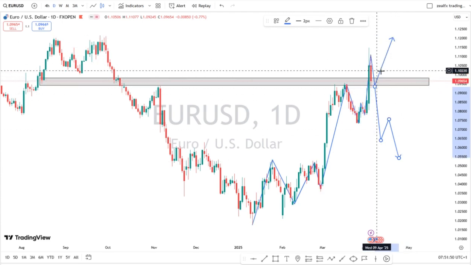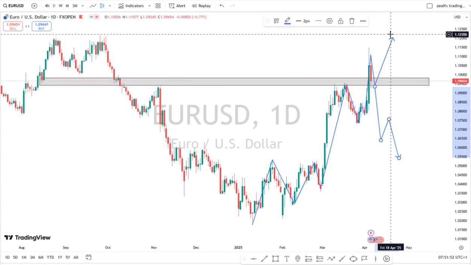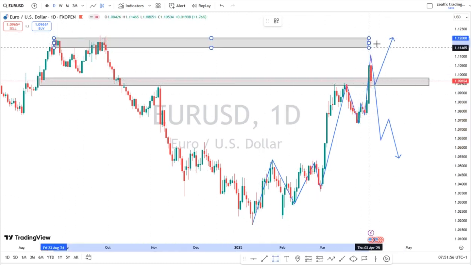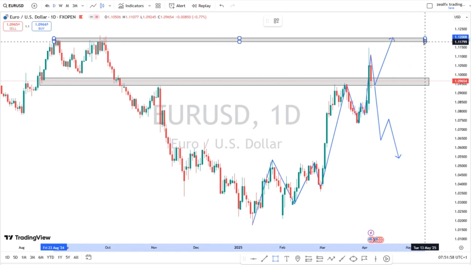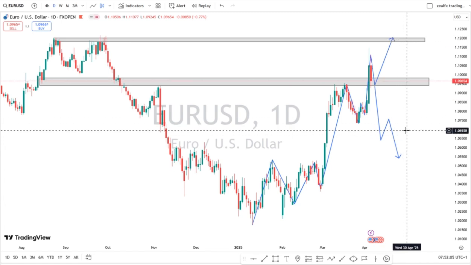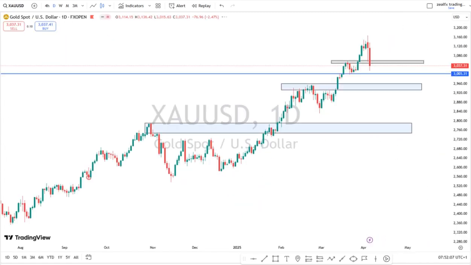We'll be looking for a price action setup for buying inside this zone to this next resistance level on the daily chart. Here will be our take profit for the buying opportunity. Once we see our price action setup, we're looking for a buying opportunity on the Euro USD. So let's look at our next pair, which is gold USD.